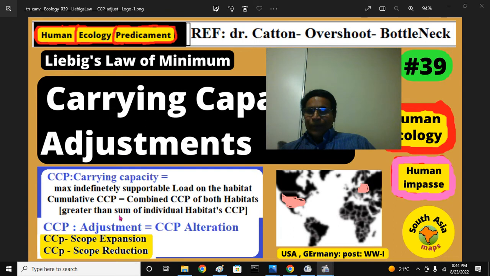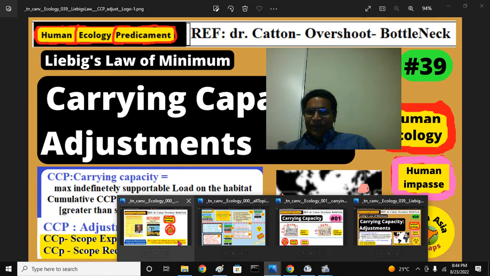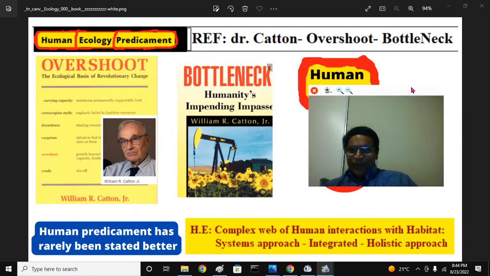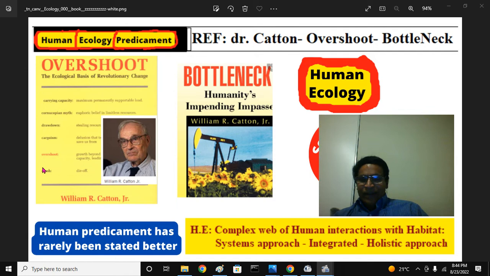Now we talk about the scope adjustment and scope alteration. This is Dr. Catton and his monumental pioneering book published by the University of Chicago around 1982. The next book, Bottleneck.